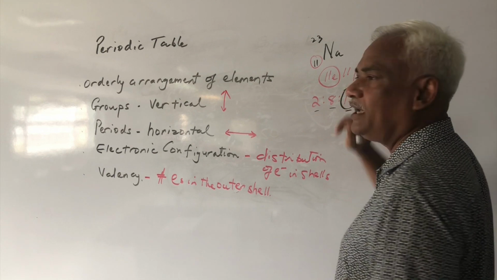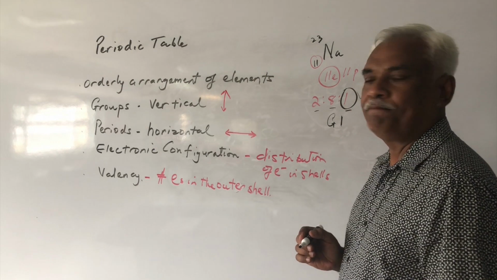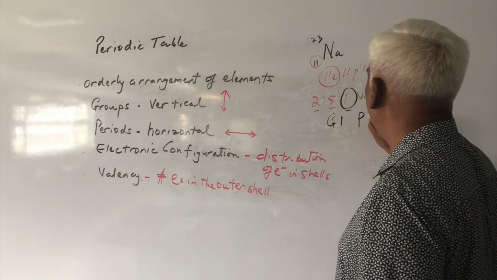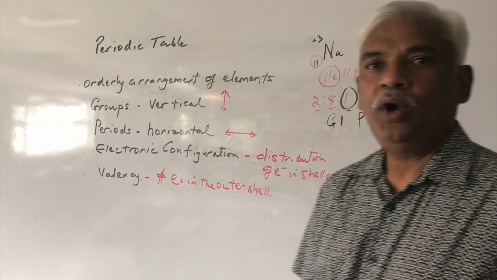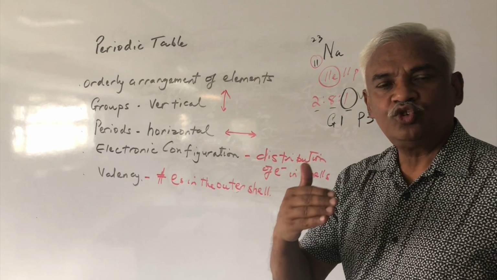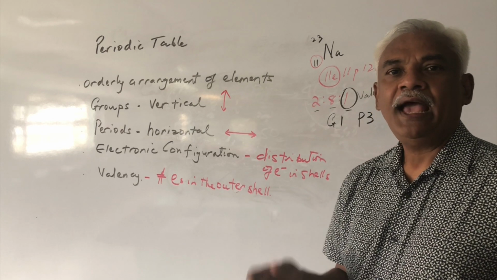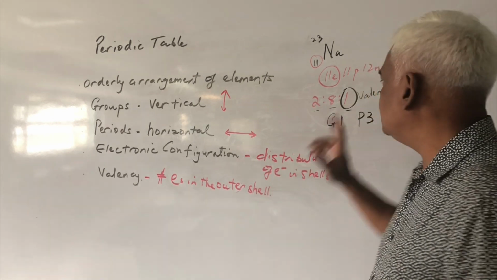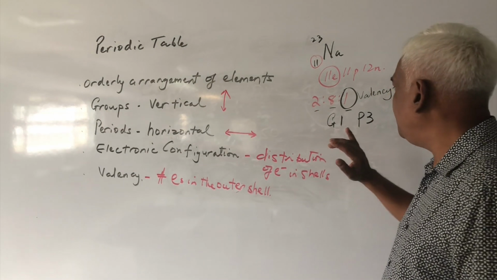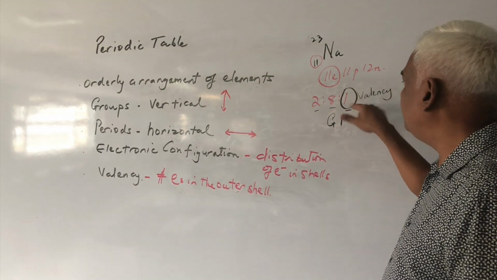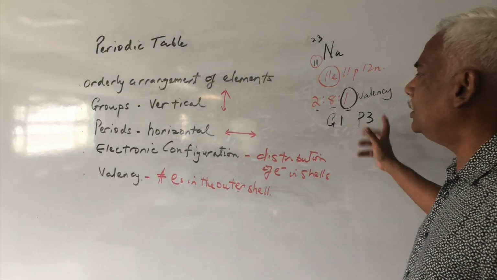Now, if I have 1 electron in the outer shell, it means it is in group 1. I've used 3 shells, so it is in period 3. Therefore, looking at the atomic structure of sodium, working out the number of electrons, distributing them in the shells and deriving the electronic configuration, I will be able to say what the valency is. I have a valency of 1. I'll be able to say the number of shells used, which will be equal to my period, and look at the number of electrons in the outer shell and assign it as the group.